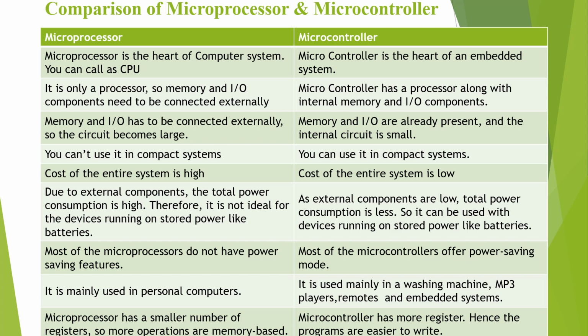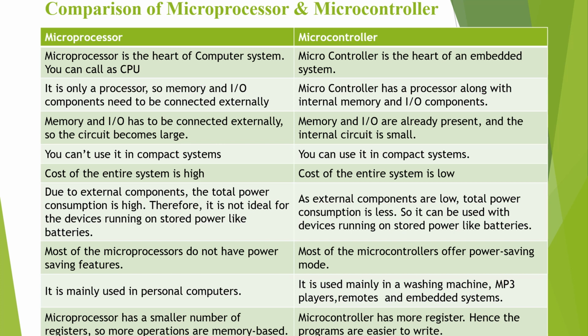Most microprocessors do not have a power saving feature, while microcontrollers offer power saving mode. Microprocessors are mainly used in computers, laptops, and desktops, while microcontrollers are mainly used in washing machines, MP3 players, remotes, embedded systems, and in the manufacturing automation industry.